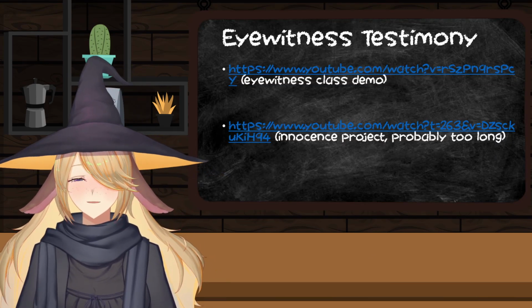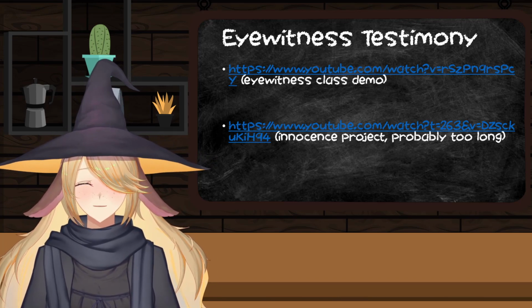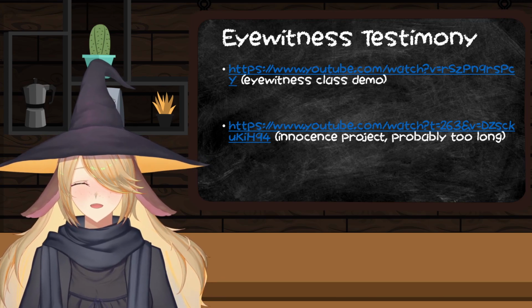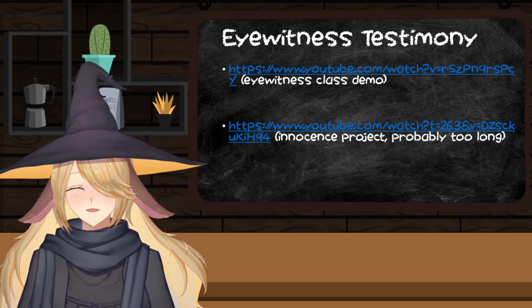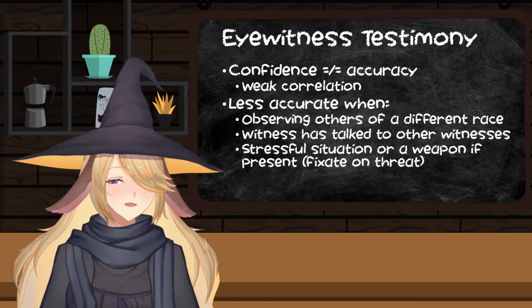So I've got this as well, the Innocence Project video. There are some ways that this information has been used structurally to improve stuff like how people recall information and how lineups are structured, but it's not perfect. All right, here we go.